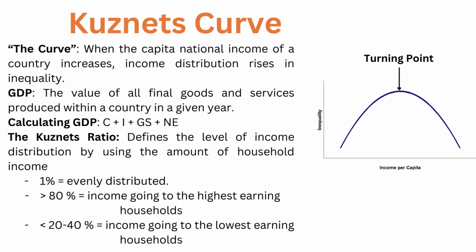Simon Kuznets also founded the Kuznets ratio, which defines the level of income distribution by using the amount of household income. A 1% ratio tells us that in a given area, the household income is evenly distributed, meaning everyone in that area is fairly compensated and they all receive the same level of opportunity to gain wealth. The higher earning households typically attain a ratio of the upper 20%, and the lower earning households typically earn a ratio between the lowest 20 to 40%.